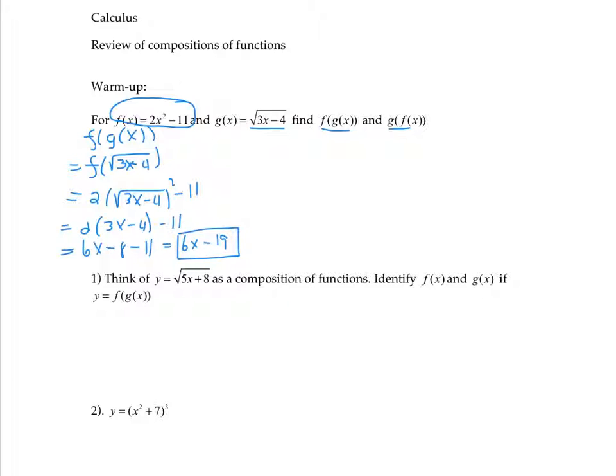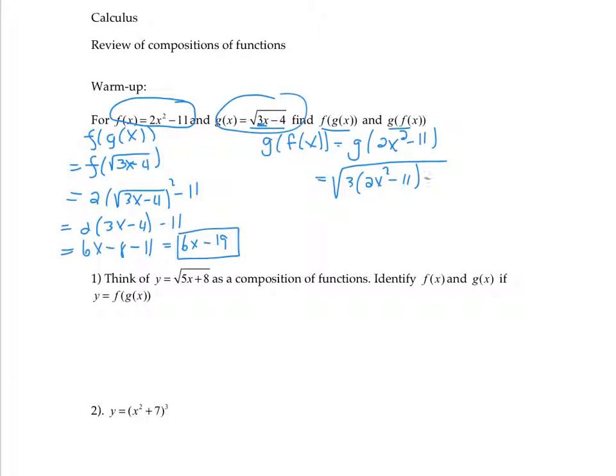Okay, now we're going to switch it around and do g of f of x. When we do that, remember you start by taking out f of x and replacing it with the 2x squared minus 11. Go to your function g of x, and now we're going to plug it in there in place of x. So instead of the square root of 3x minus 4, you have the square root of 3 times the quantity 2x squared minus 11. Don't forget about that minus 4 on the end.